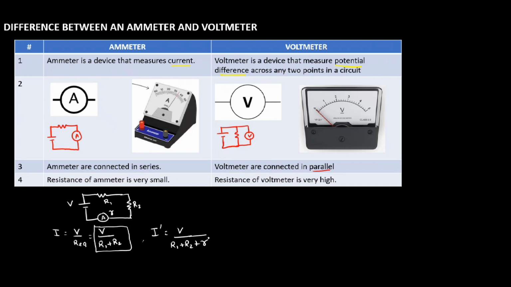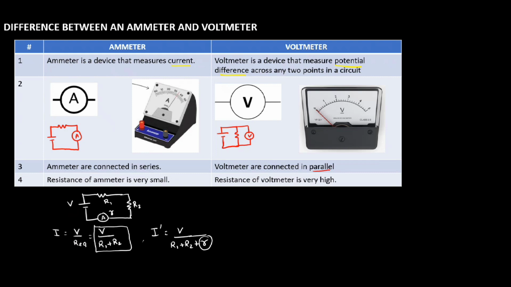So this resistance small r must be very small, so we can neglect it in comparison to R1 and R2. This is why resistance of the ammeter must be very small so that it doesn't change the actual current in the circuit.